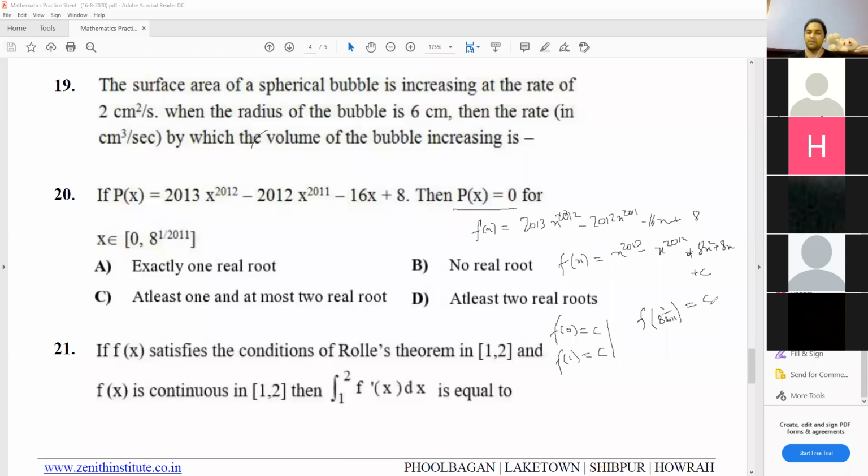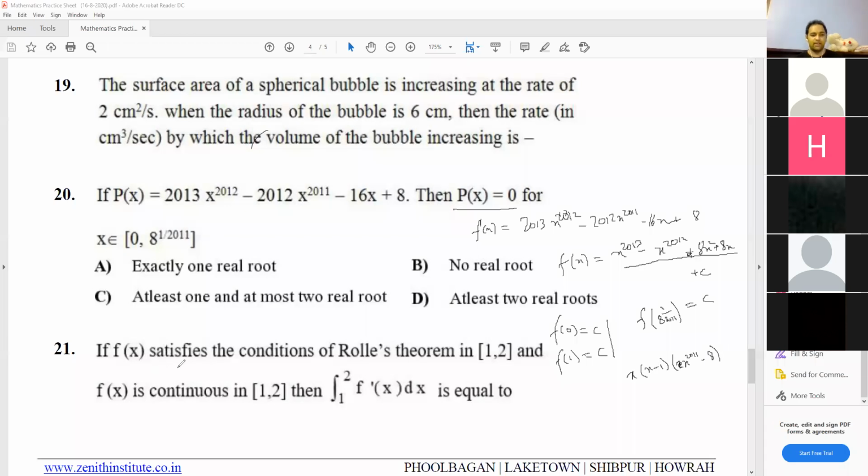I hope everyone is clear with the last part. इस वाले पार्ट को फैक्टराइज कर लेना, इफ यू आर नॉट एबल टू अंडरस्टैंड दिस. दिस विल बी लाइक x into x minus 1 into x to the power 2011 minus 8. ये ऐसा आ जाएगा इसका फैक्टराइजेशन. So we'll have a root 0, we'll have a root 1, and we'll have a root as 8 to the power 1 by 2011.